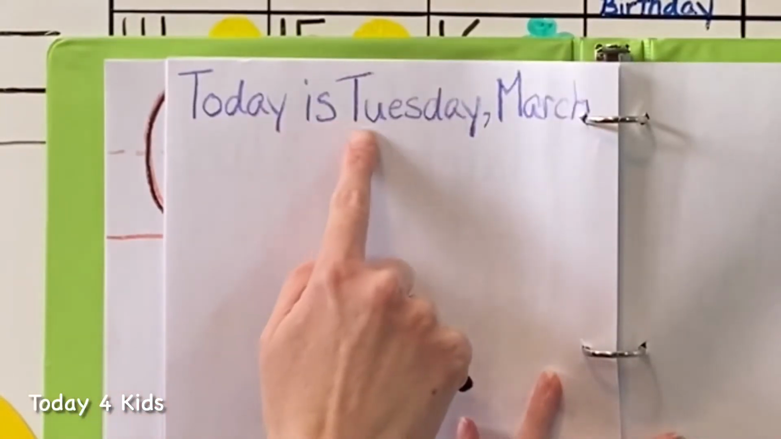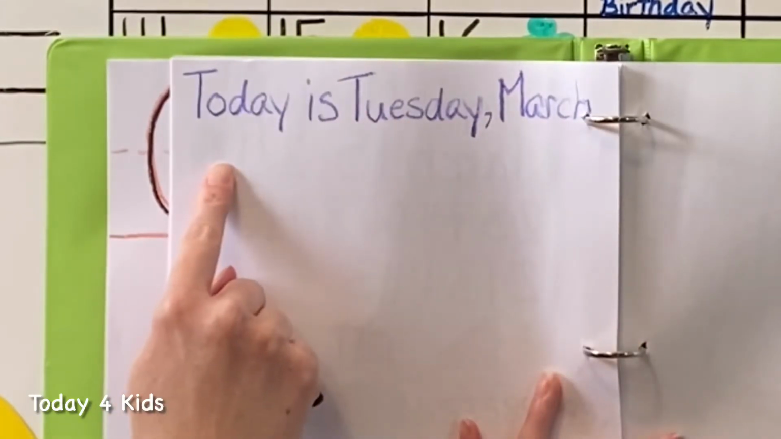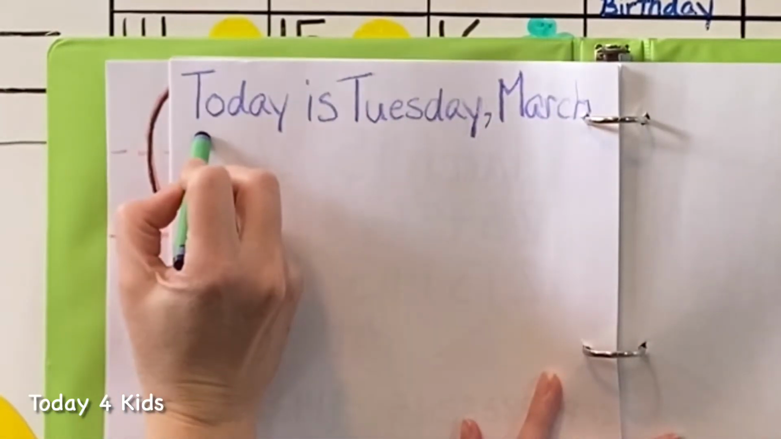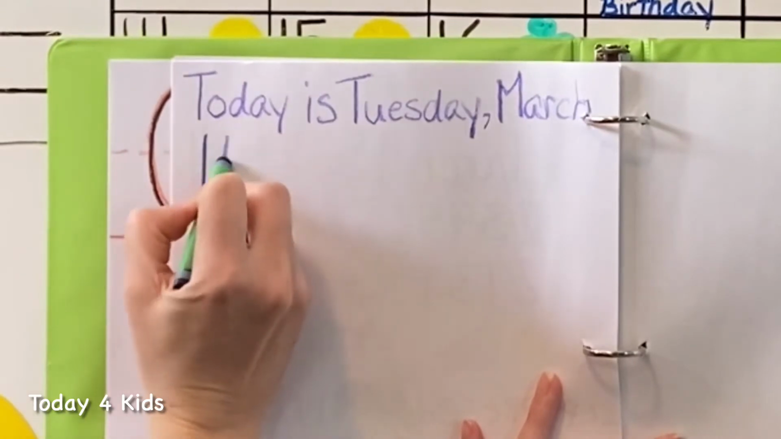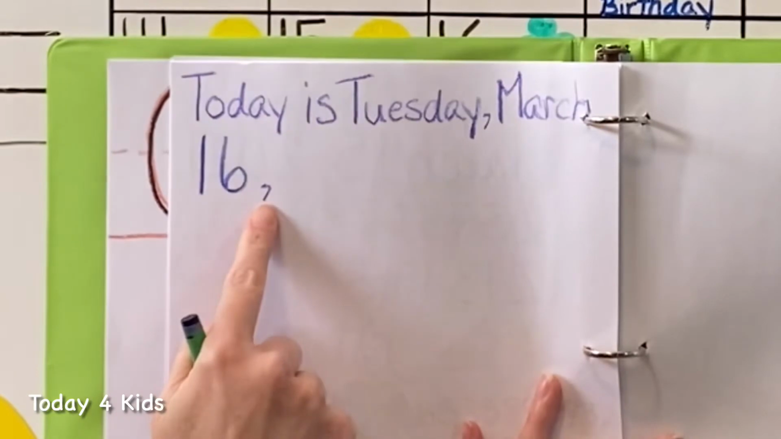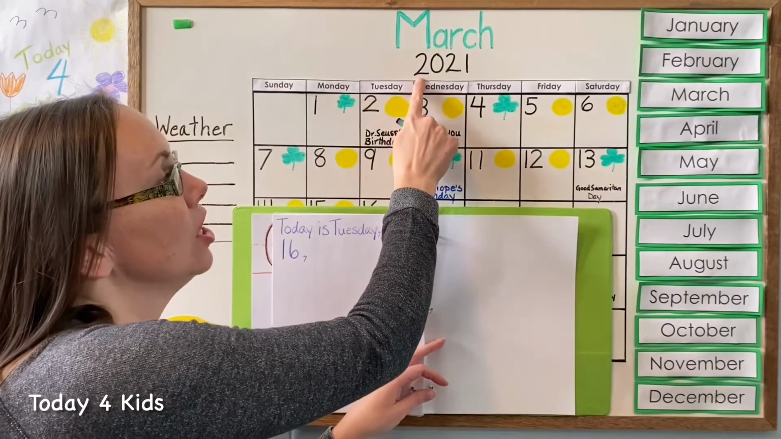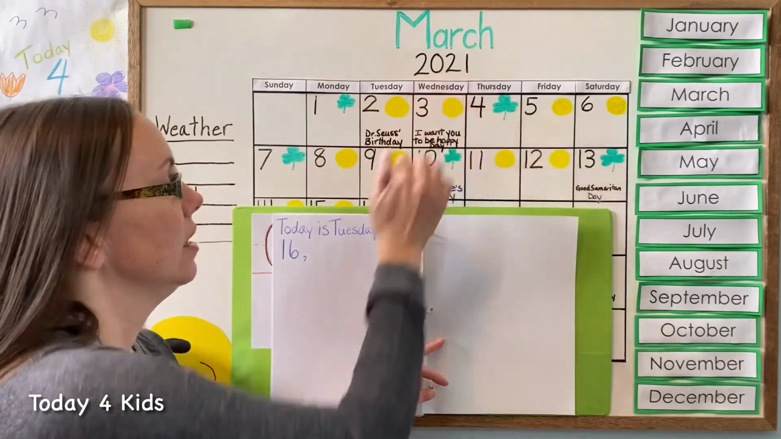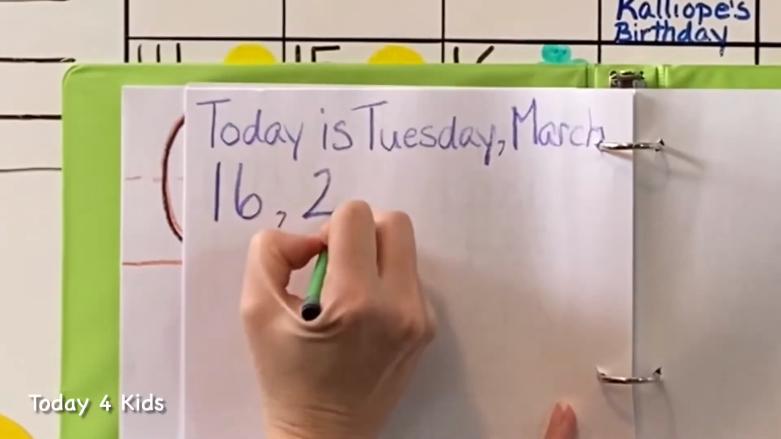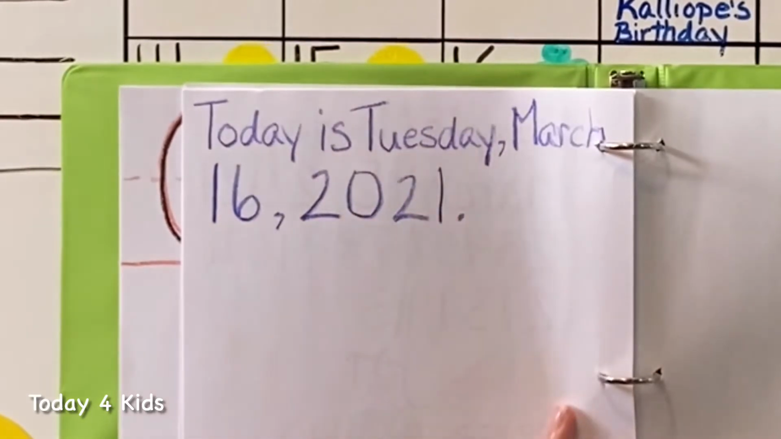Today is Tuesday, March 16th. So I'm going to put a 1 and a 6. And then I'm going to put another comma, and that comma reminds us to pause before we say the year. And the year is at the top of our calendar, 2021. So we will put 2, 0, 2, 1, and then a period. And that period reminds us to stop. We're not going to say anything else after that word.